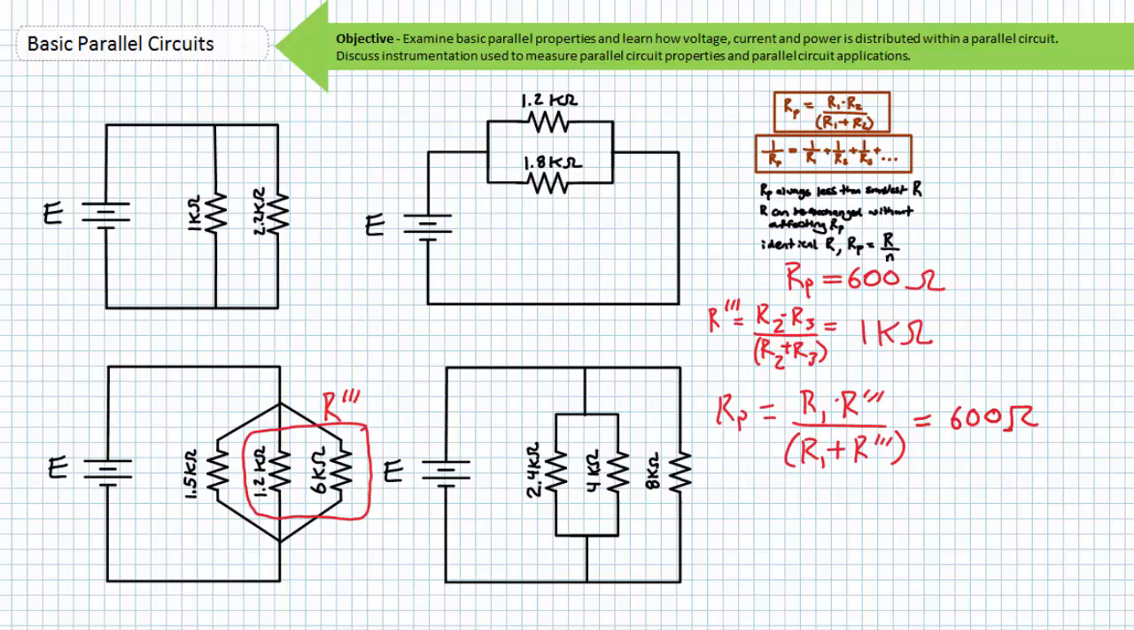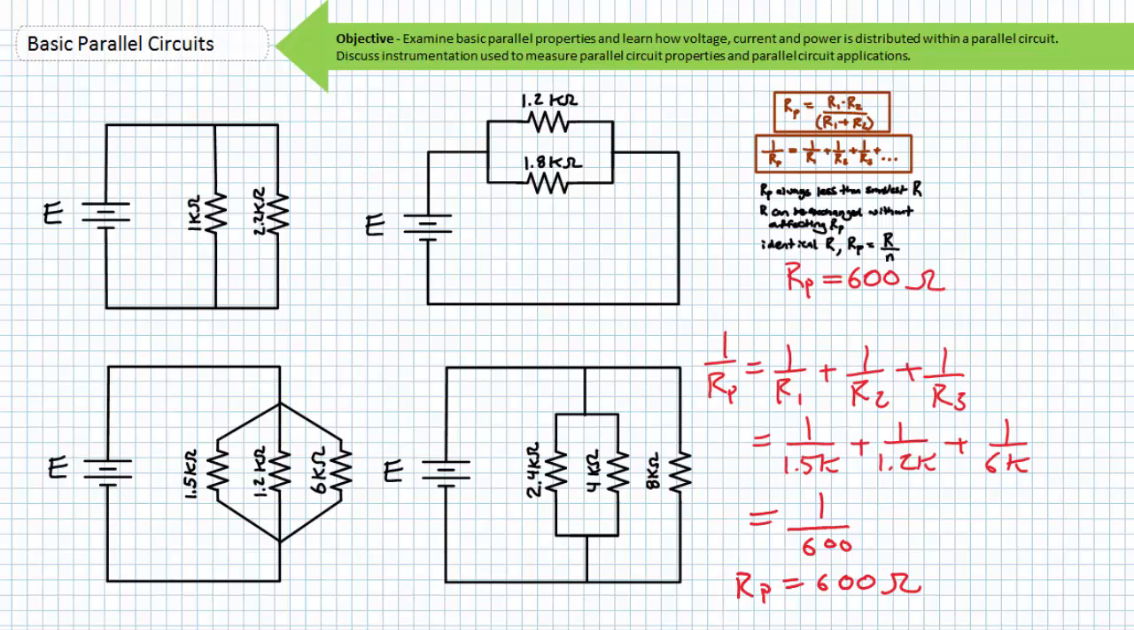Finally, since some of you insist on being hard-headed and using the sum of conductances formula, we realize that 1 over 1.5k plus 1 over 1.2k plus 1 over 6k is also equal to 600 ohms. At this point, I'd like to take a moment to make very clear the following important observations regarding parallel circuit resistance calculations. The total resistance of our parallel combination is less than the smallest resistor. We can make use of the 2-resistor parallel formula for combinations of more than 2 resistors with the additional benefit of obtaining intermediate values.